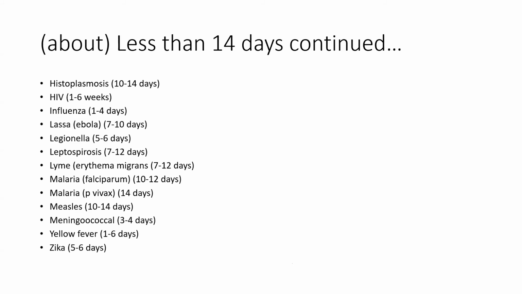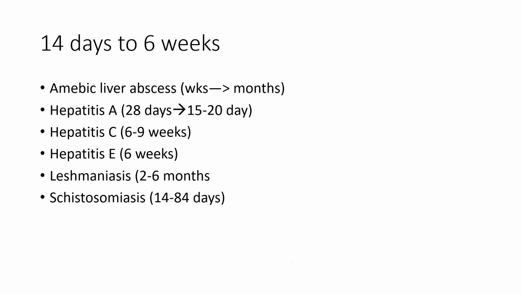Malaria falciparum is generally 10 to 12 days, and Vivax, generally 14 days, but I want to caution you on malaria because there's definitely cases of it being, especially with Vivax and Ovale, which have a latent form in the liver, reactivating in months and in some cases even years. So malaria definitely is a good thing to consider if a person has a travel history that's not quite in that, you know, 10 to 14 days approximate period. Measles, 10 to 14 days, yellow fever, 1 to 6 days, and Zika, 5 to 6 days.